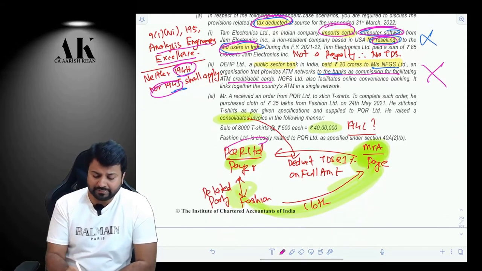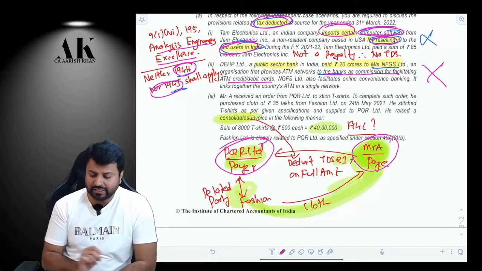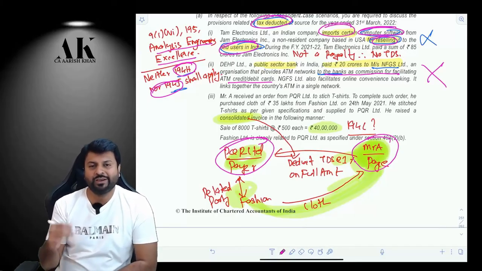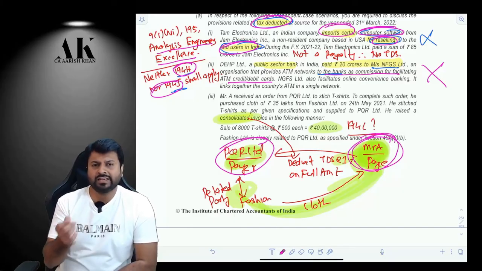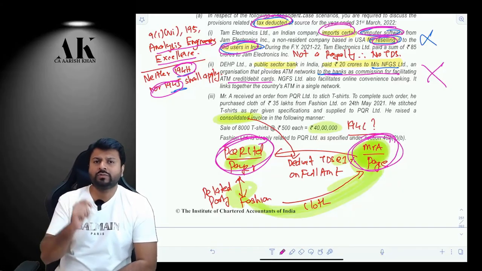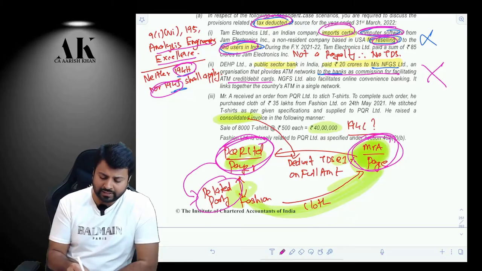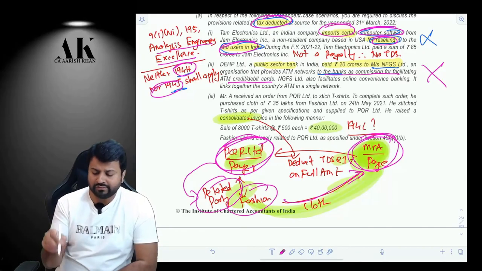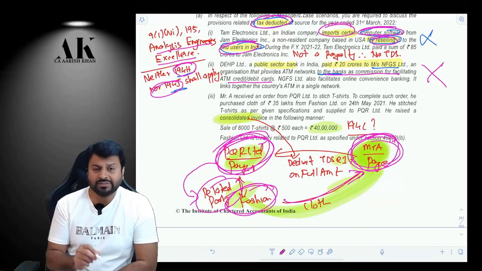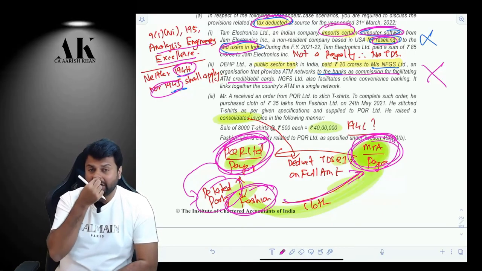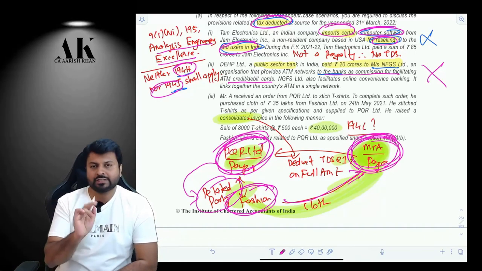Now, there is one person, PQR, who has given a contract to Mr. A, who is a payee, to make some shirts. Mr. A has asked PQR, who is going to give me the cloth? So PQR says that my related party is going to give you the cloth. If cloth is received from the assessee, that is from the customer, or from its related party, or from its associate entity, then in that case, TDS provisions will be applicable.